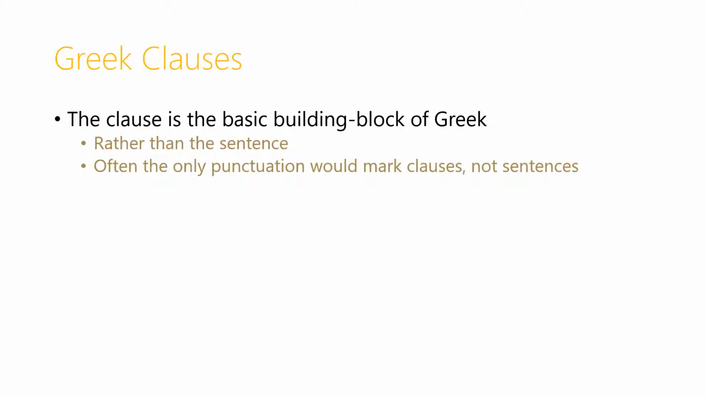The clause in Greek is the basic building block of Greek sentences. In fact, sentences really are less important in Greek than clauses are. And in ancient Greek, often the only punctuation that was used would mark the end of clauses, not necessarily what we think of as sentences. And this sometimes gets difficult to translate because you'll have clause after clause after clause connected by conjunctions, and it's a little bit arbitrary where we put the end of a sentence in English translation.